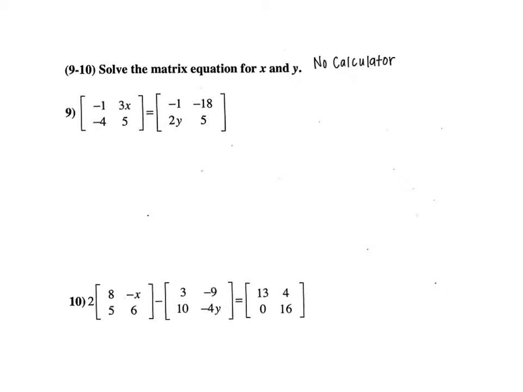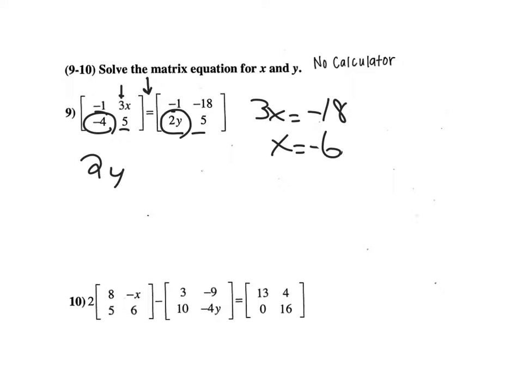All right, number 9 is just a matrix equation. Anytime you have two matrices equal to each other, every single number must be the same. Like the negative 1s are the same, the 5s are the same, which tells me that 3x has to equal negative 18. And if that's the case, x must be negative 6. Now, it also tells me this 2y has to equal negative 4. So 2y is negative 4, which means my y is negative 2.